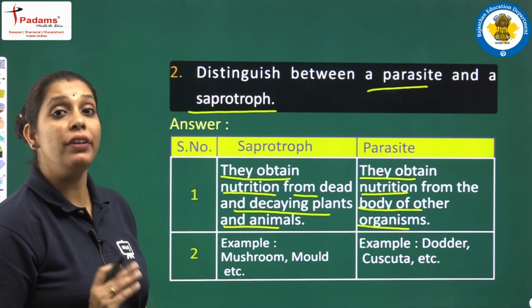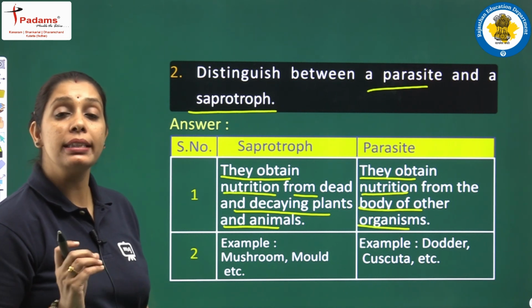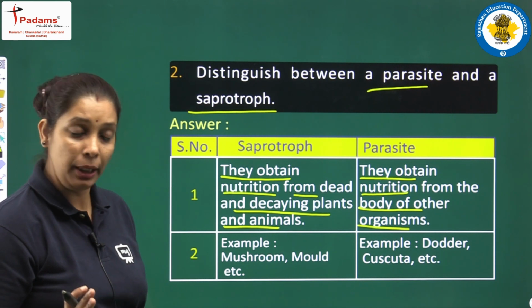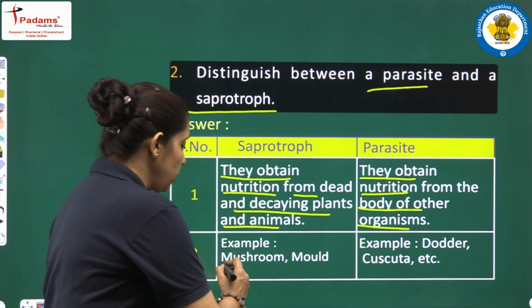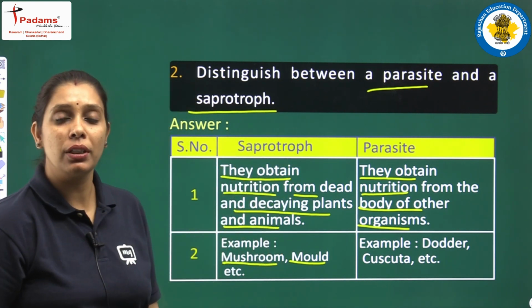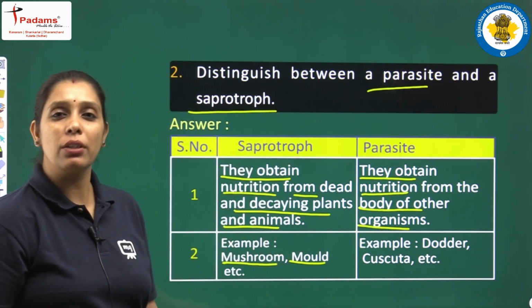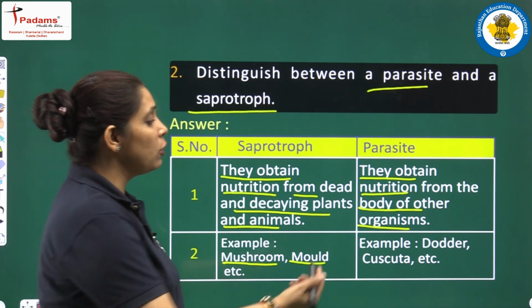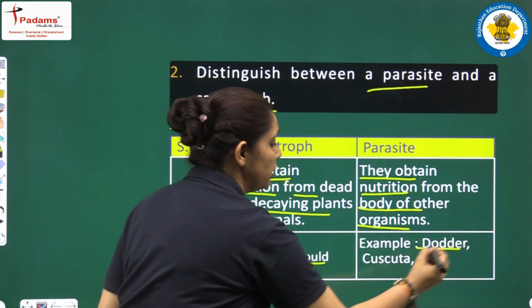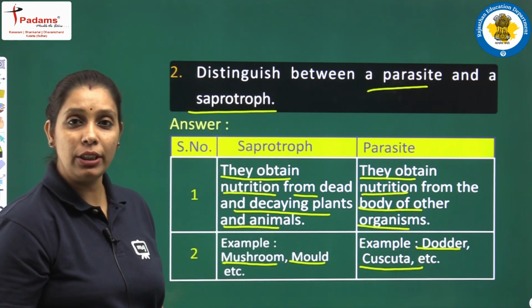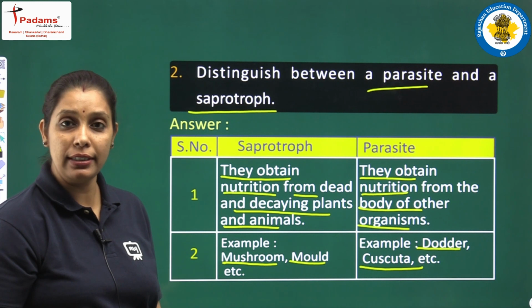Now, we have to give examples. Always give examples whenever you are writing differences. Examples of saprotrophs are mushroom and molds. Two or three examples are sufficient, students. No need to write more than that. Examples of parasites are dodder and cuscuta. I hope it is clear to everybody how to write the differences.